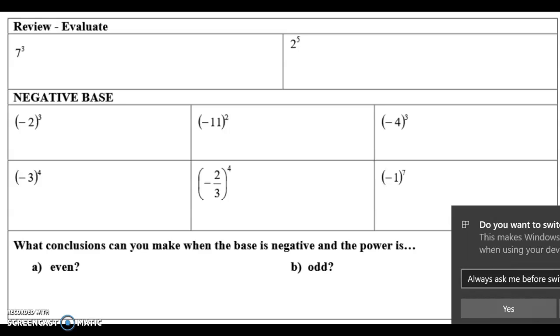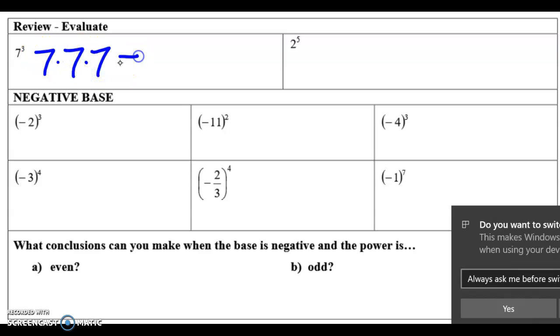Okay, so here is a new unit starting today, and it is on exponents. And we just want to start off with some negatives being raised to an exponent. But before we do that, we're just going to review. So you guys remember what exponents are. In this particular problem, this is saying 7 times 7 times 7.